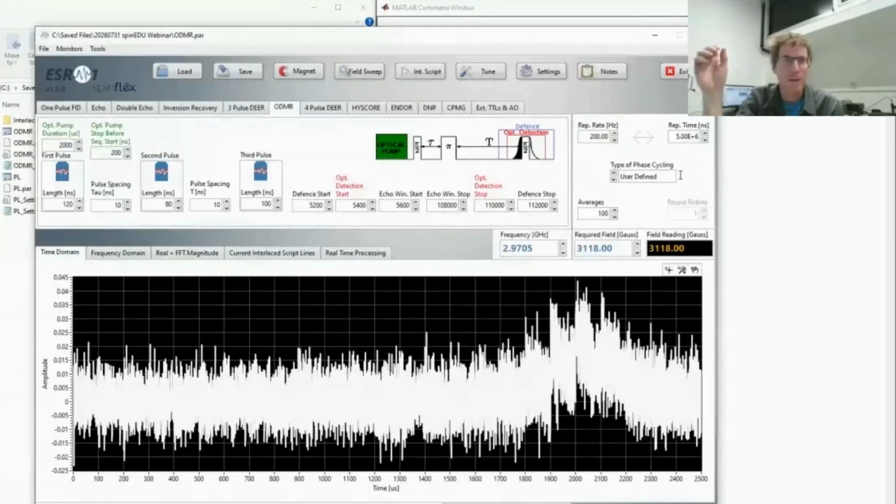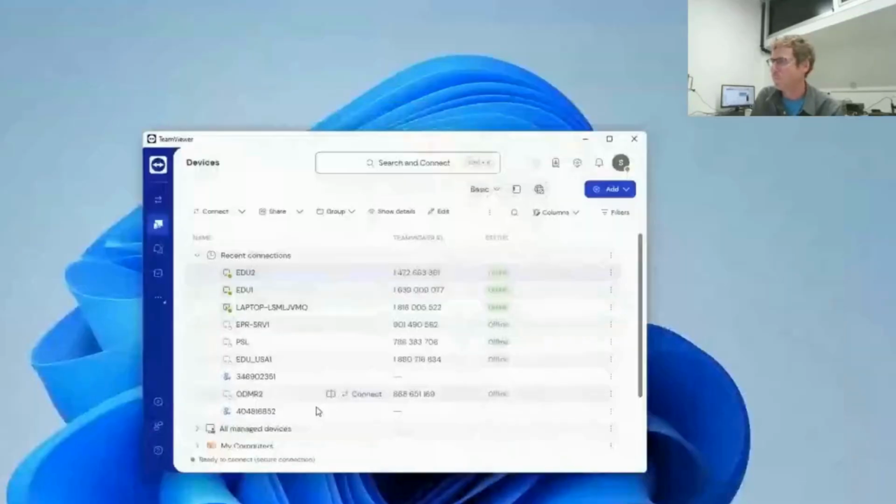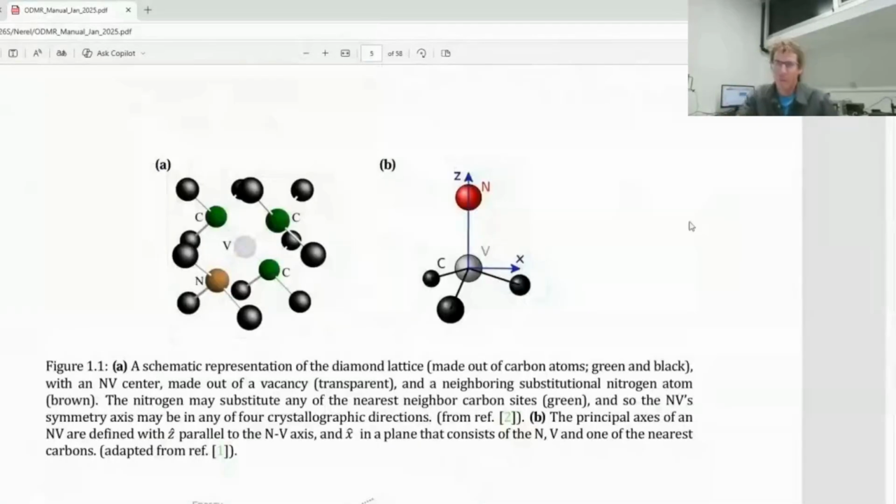So let's go back to the agenda. Let's first do an overview of the system and the physical system. Before we go into the setup, let's again explain what the purpose is. We're in the field of magnetic resonance. We're looking at NV centers.